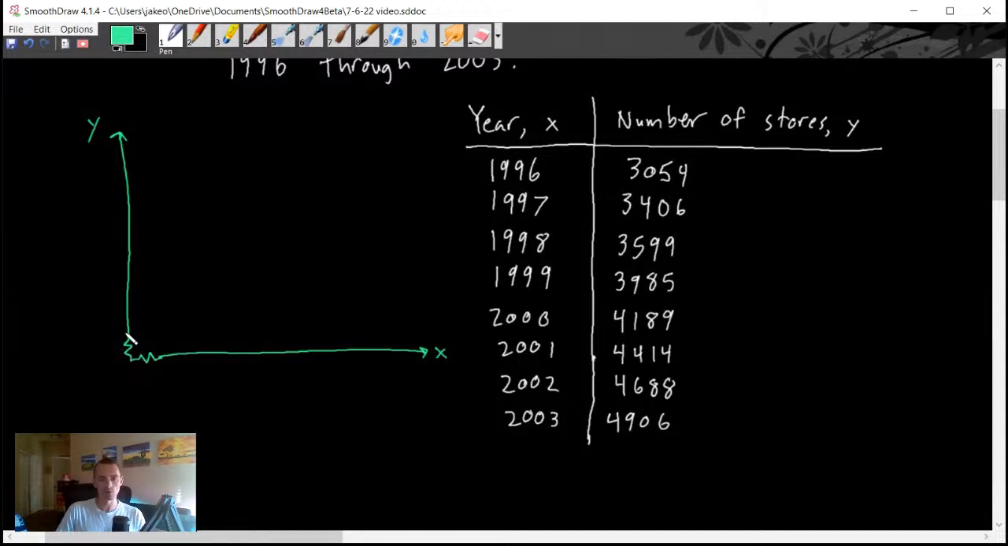So essentially what we'll do is we'll start labeling at, I don't know, the number of stores is going to go from 3,054 up to 4,900. So from about 3,000 to 5,000 is probably the range we want to label. So we'll probably just start labeling at 3,000. So this squiggly line just means that we skipped from 0 to 3,000 basically.